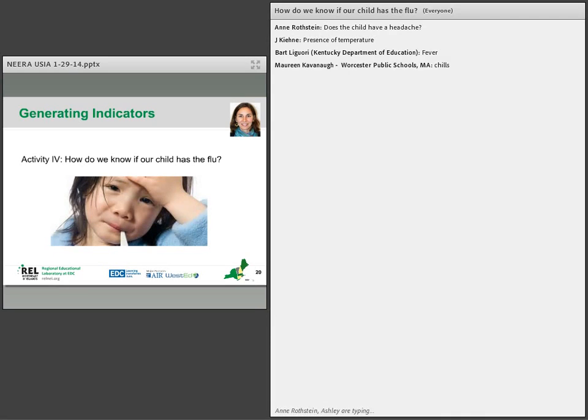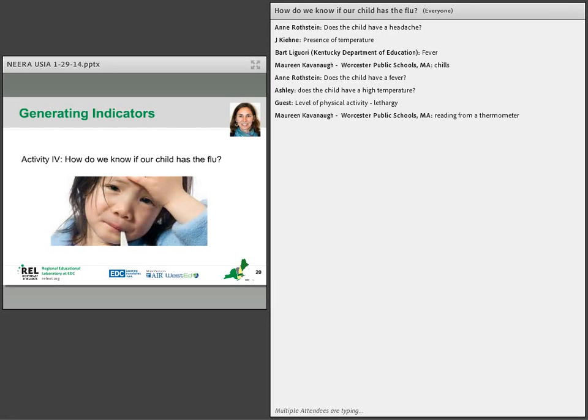I can see the question, does the child have a headache? How would we know that? What might be some of the evidence we would employ to know if she has a headache? I see the presence of a temperature. Does she have a fever? Does she have chills? What might be some other indicators? Is she hot? Would we feel her forehead? Level of physical activity, is she lethargic? The reading from the thermometer, what is the number on the thermometer?